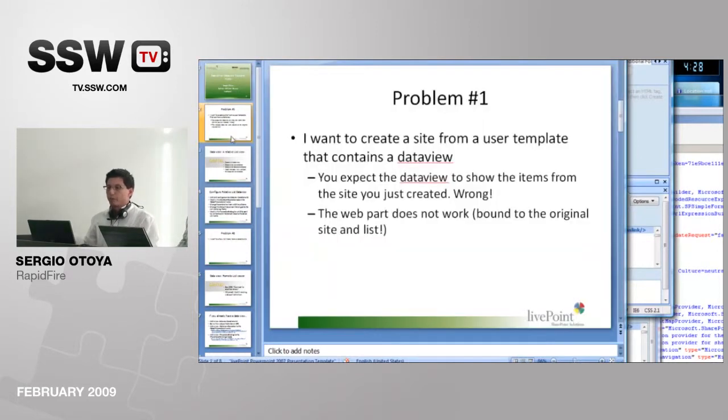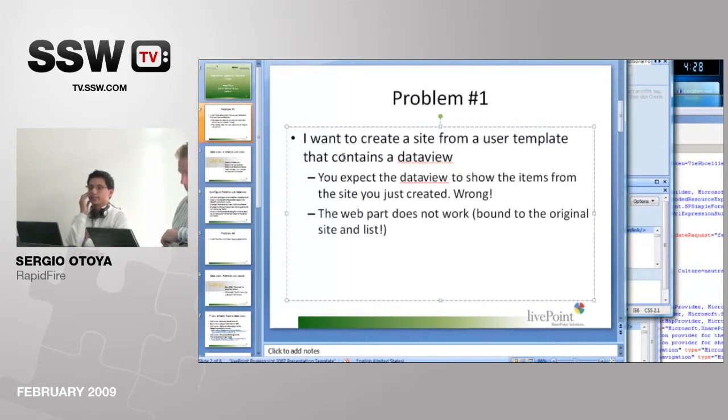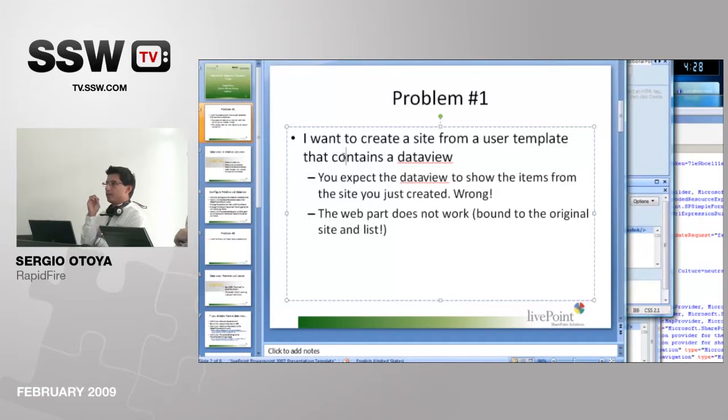Okay, so the first problem we have already talked about, which is I want to create a site template, say for example, a project site. Imagine a project site that is created from a template. And every time you create the project site, it shows you on the front page all the overdue tasks for that project within that site. Okay? For that, you would need to use a data view.